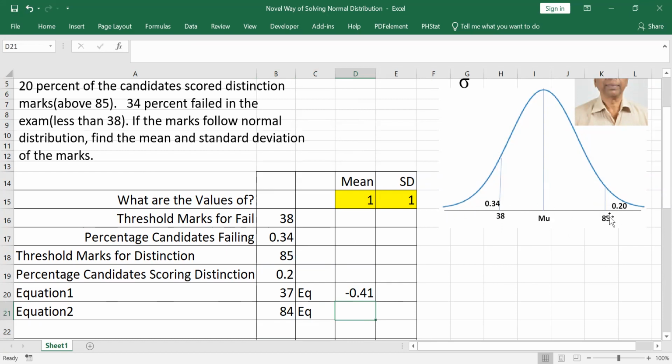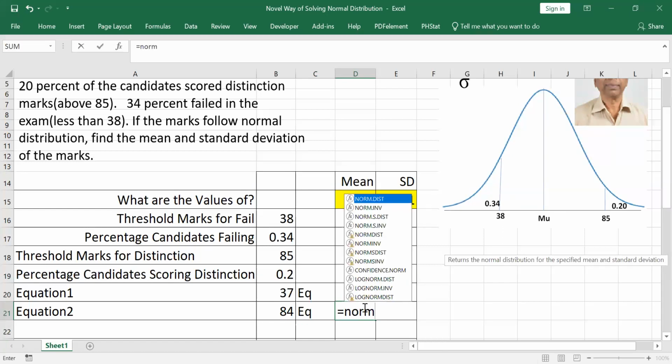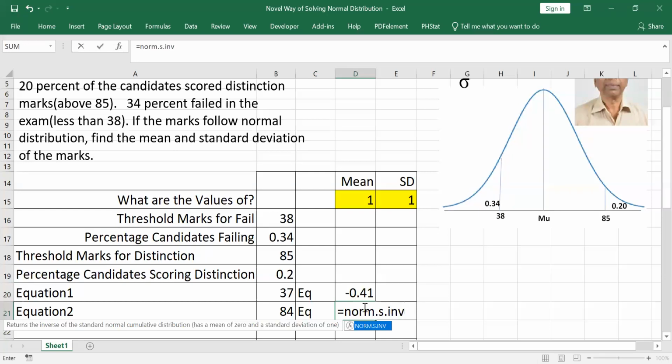So if it is more than 85 has a probability 0.2, less than 85 will have a probability 0.8. Therefore, what I do here is equal to NORM.S.INV within brackets 1 minus 0.2, which is 0.8. I can directly enter it, but I am writing a formula because whenever the parameters change, we can work it out easily. This is 0.824 the computer returns.